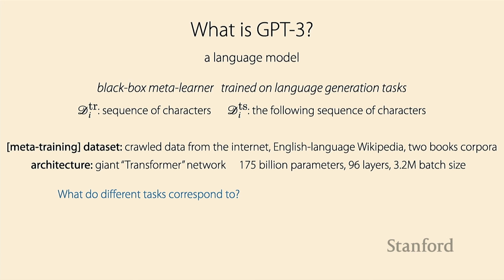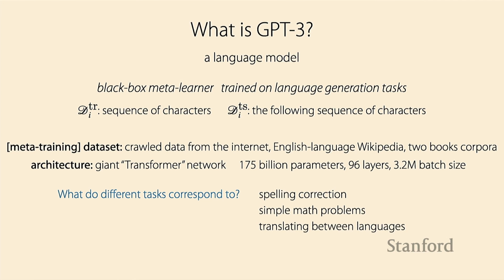What do the different tasks correspond to? This is where emergent few-shot learning comes into play. You can see it do tasks like spelling corrections, simple math problems, and translating between languages. These tasks are in some ways emergent, but also in some ways reflective of the kind of data that you see on the internet.